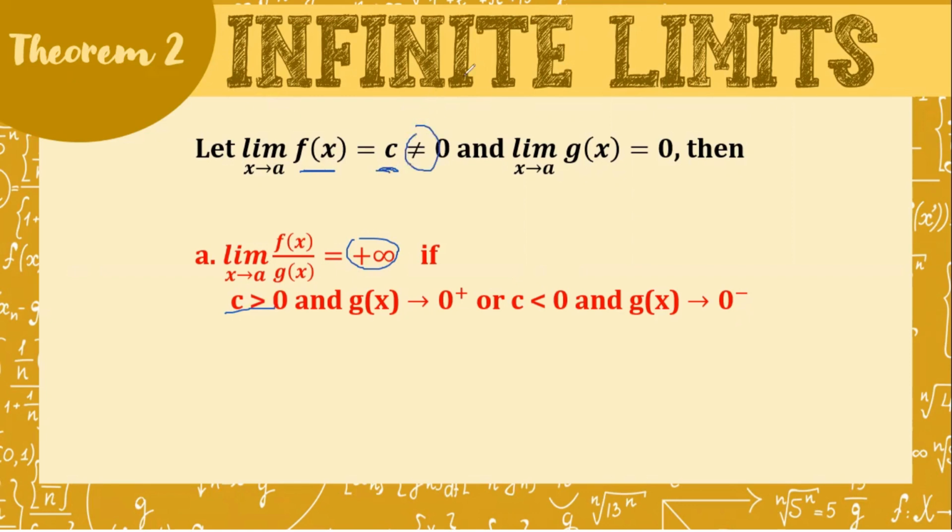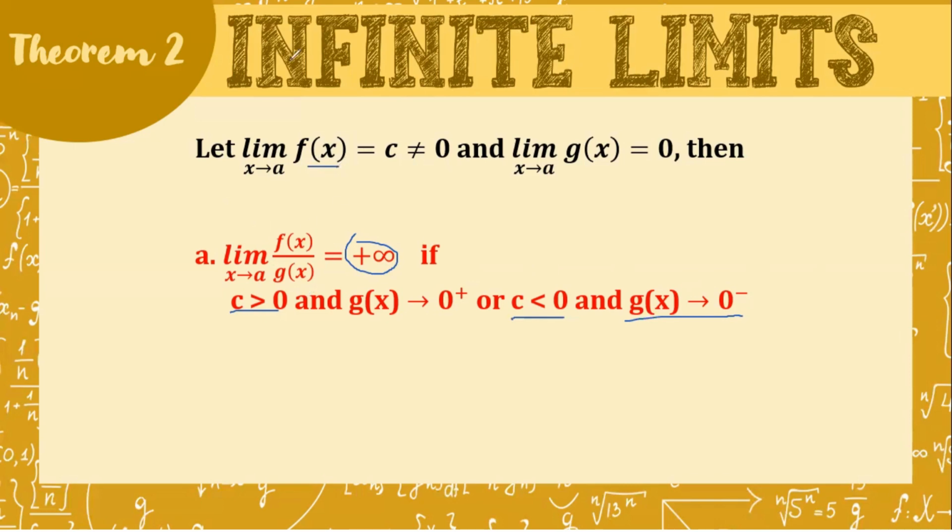Okay, again, if c is greater than 0, or your f of x is greater than 0 and your g of x approaches 0 plus, then the result is positive infinity. We can also say that the limit is positive infinity if your c is less than 0 and your g of x approaches 0 minus. Now take note that your c is denoted as f of x and f of x is denoted as c.